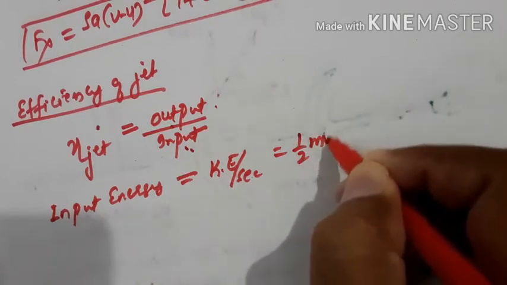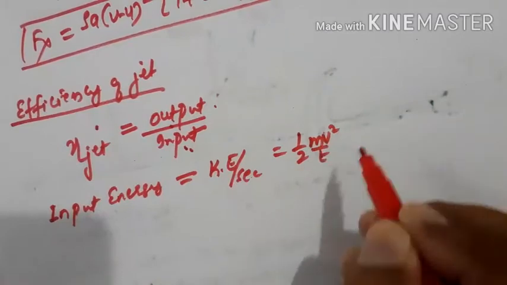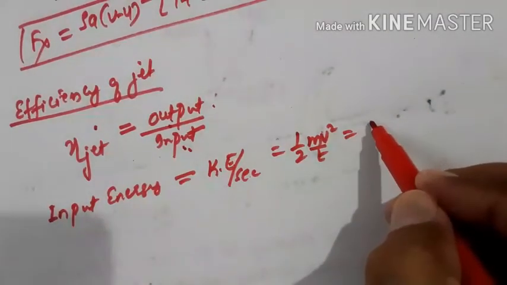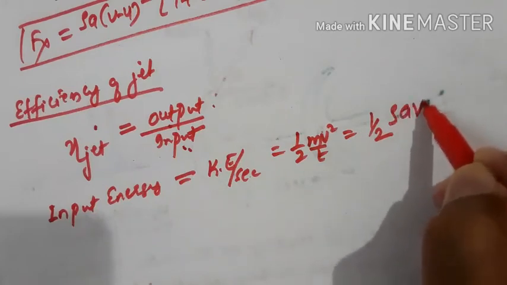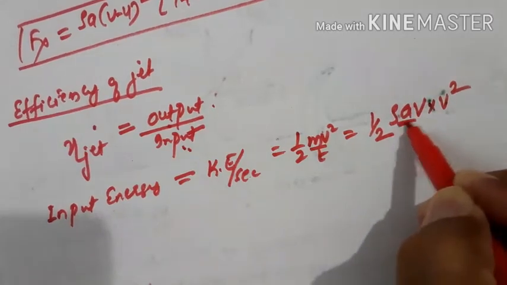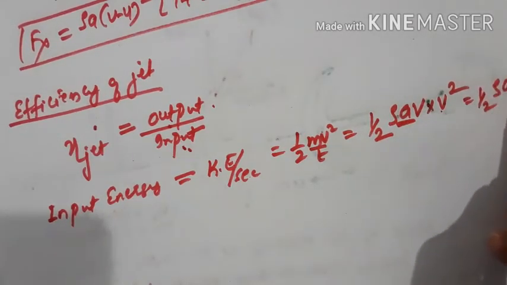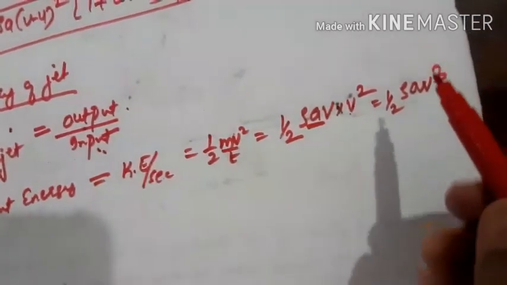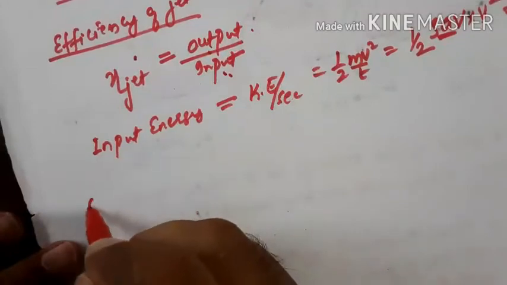Half m v square is the kinetic energy, but it is to be taken per unit time. Then it becomes half rho A V into V square, since mass per unit time is rho A V. It becomes half rho A V cube. Now the output energy.